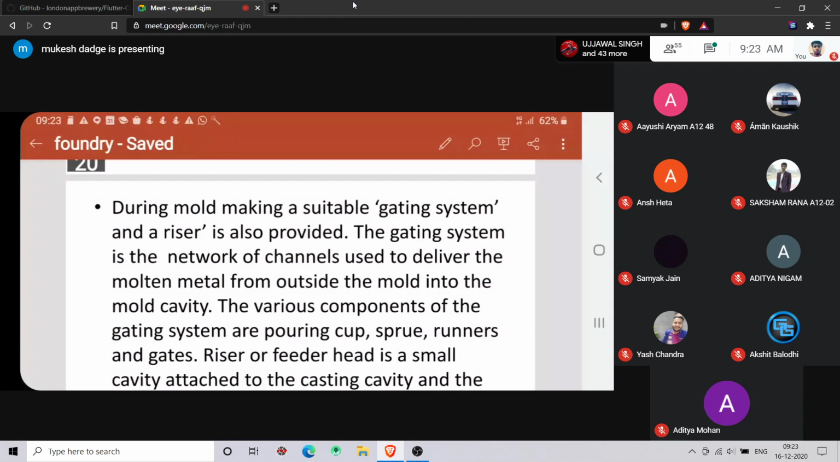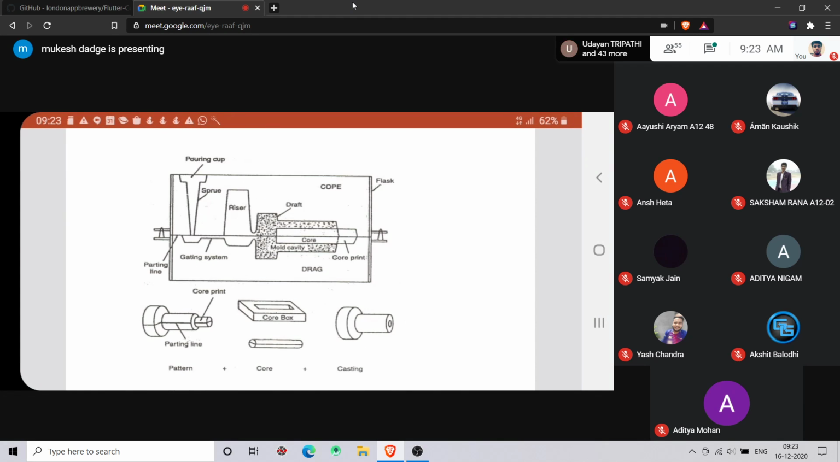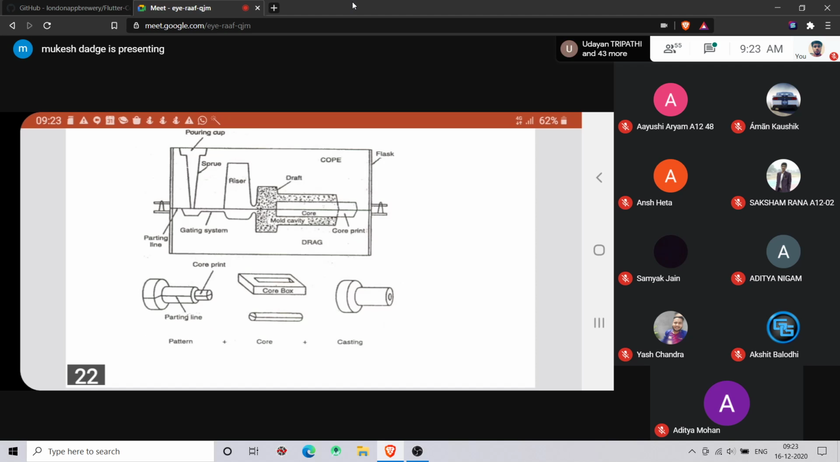So during mold making, this is your mold, the cavity. The upper box is your cope and the lower one is the drag. A sprue pin and a riser pin are used to make the sprue and the riser. The gating system is nothing but the passage for the molten metal. We need a passage, and that passage is your gating system.